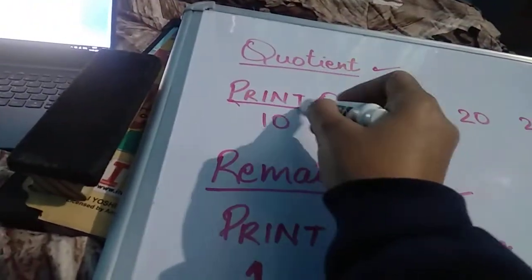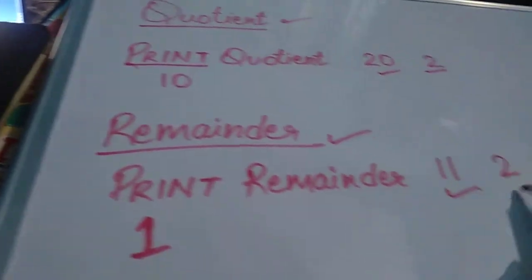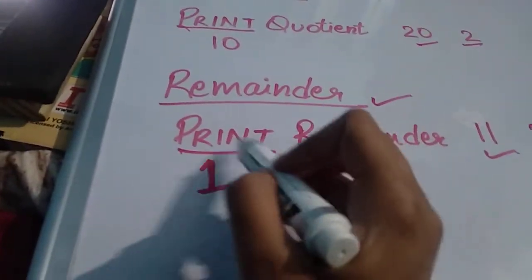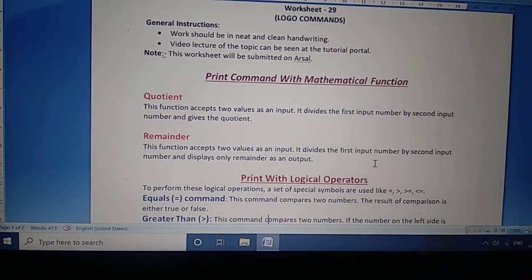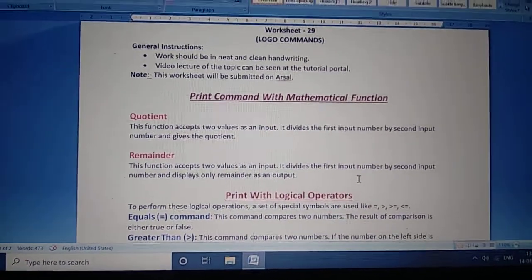So this was the quotient and this was the remainder. Here you have to give two inputs in both cases and you have to give the print command. So quotient and remainder, I hope you have got it.